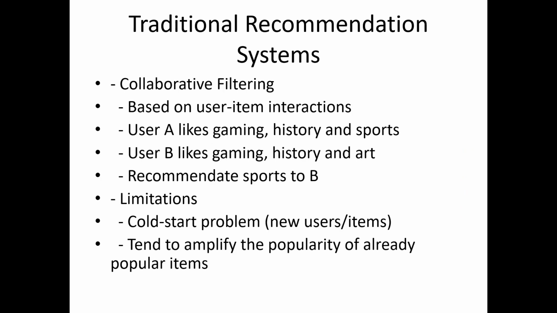First, let's start with traditional recommendation systems. The most widely used method in the past was collaborative filtering. This method is based on user-item interactions. For example, if user A likes gaming, history, and sports, and user B likes gaming, history, and art, then the system might recommend the sports content to B, since user B's interests closely align with user A's.